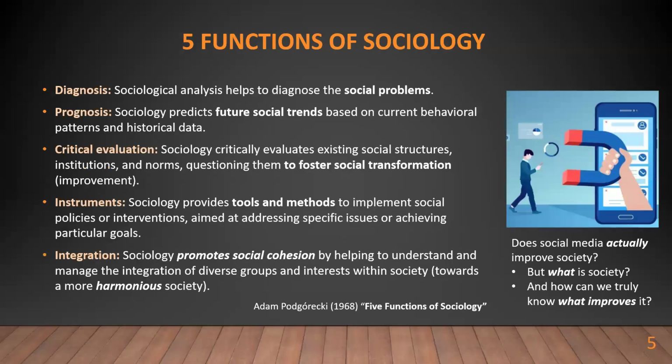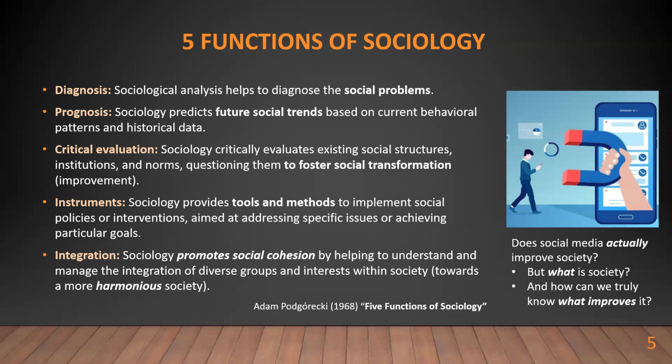Okay, now, according to Adam Podgórecki, the Polish sociologist, we have 5 functions of sociology. First of all, it is analysis that helps to give diagnosis to social problems. And you can immediately sense that there's something wrong with society if we're talking about diagnosis, because diagnosis is an establishment of what kind of illness or trouble society has. It means that there's always the assumption that society is in trouble. And in fact, that's quite true. You can always talk about certain problems.